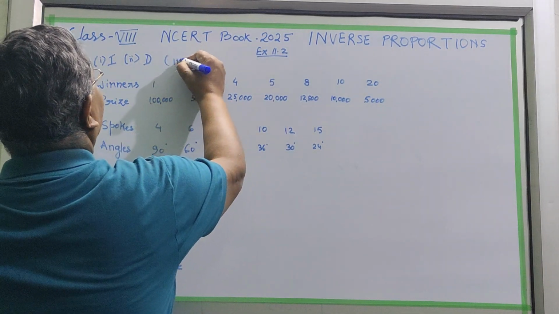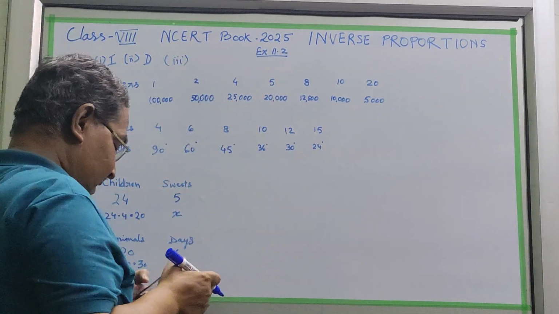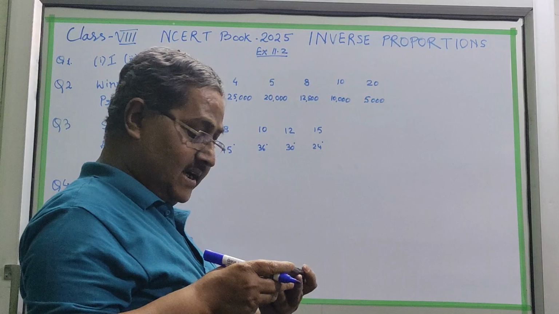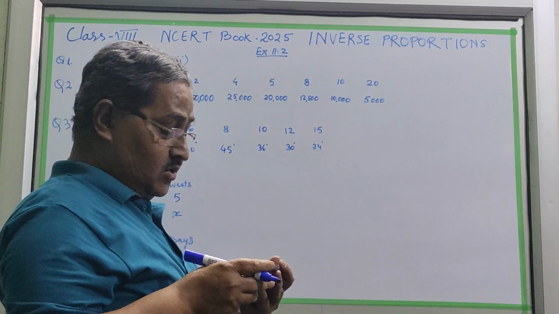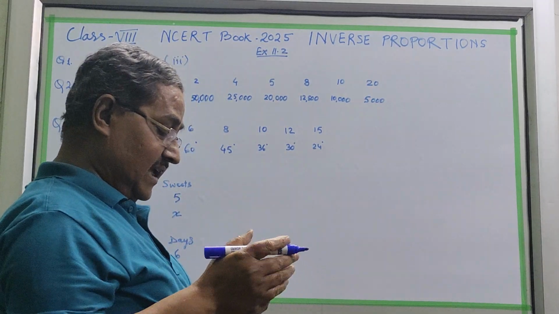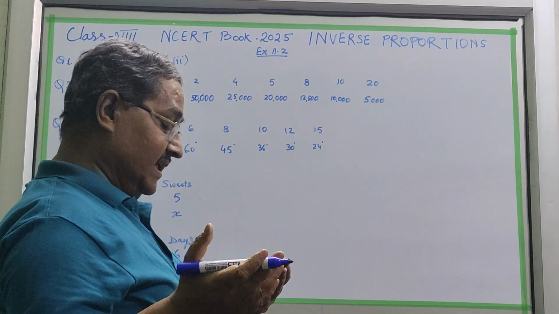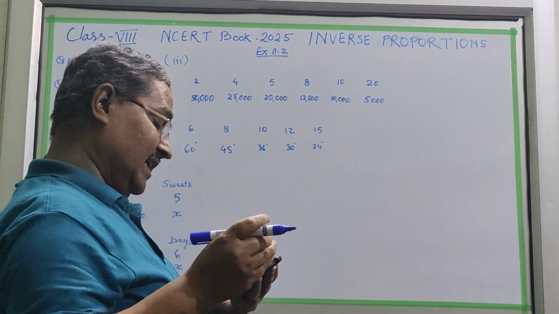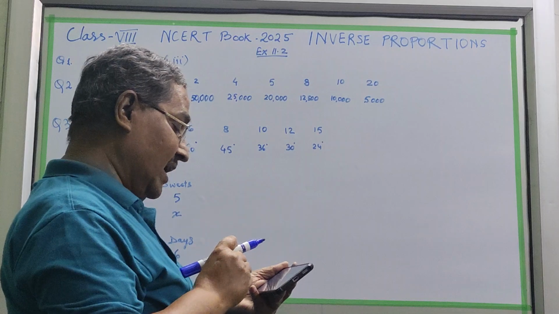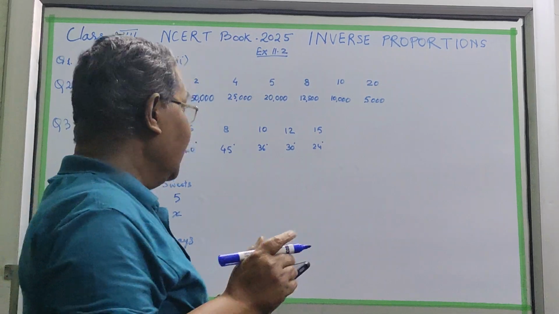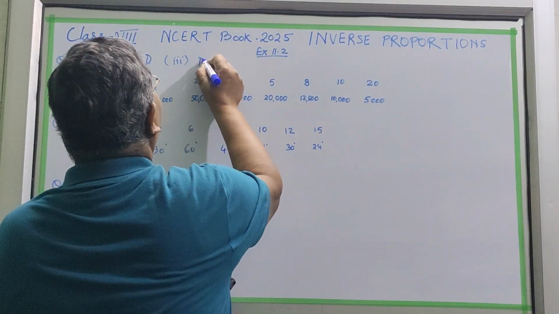Third point, the area of cultivated land and the crop harvested. So if the cultivated area increases, the crop harvested will also increase, and if the crop harvested is reduced, the cultivated land required will also be reduced. So it is also a question of direct proportion.